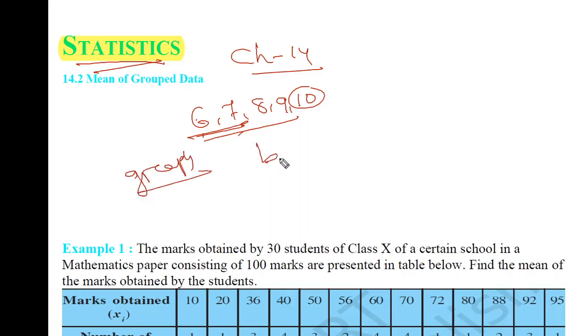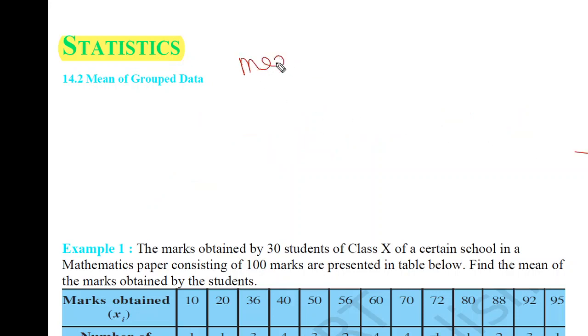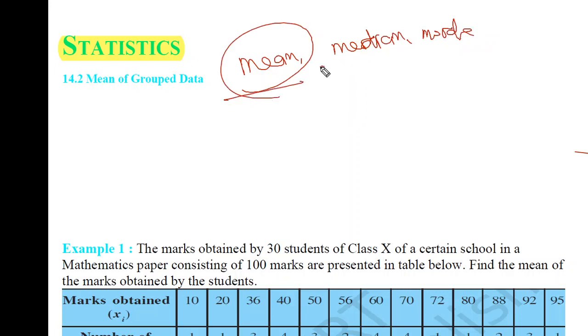like bar graph, then your pie chart, then histogram, etc. Now in class 9 we also learned about mean, median and mode. Okay, we will start with this concept mean here, then also we will discuss median and mode.